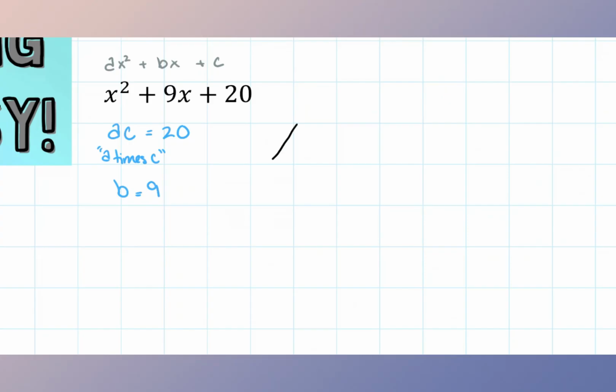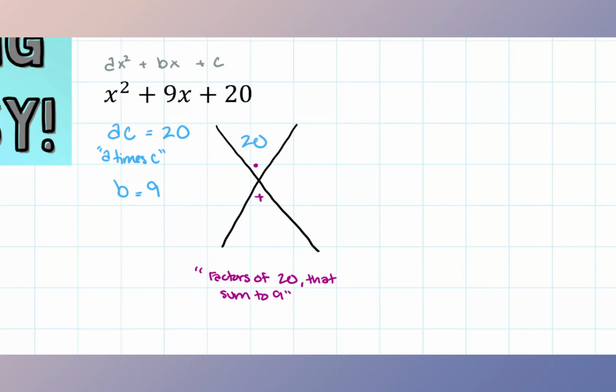Using that, we are going to set up an x, and this is just a simple way to organize your thoughts. You don't have to use the x, but we're looking for numbers that are factors of 20, so numbers that multiply to 20, that also sum to 9. We want them to add to 9, but also multiply to 20. There's going to be only one set of numbers that work for this, otherwise it's an unfactorable question. In this case, we're going to use positive 4 and positive 5.